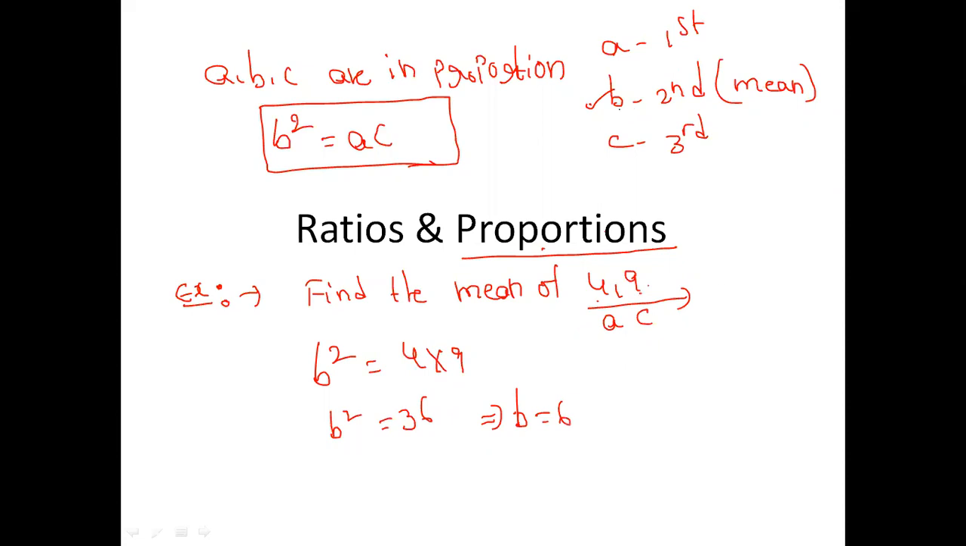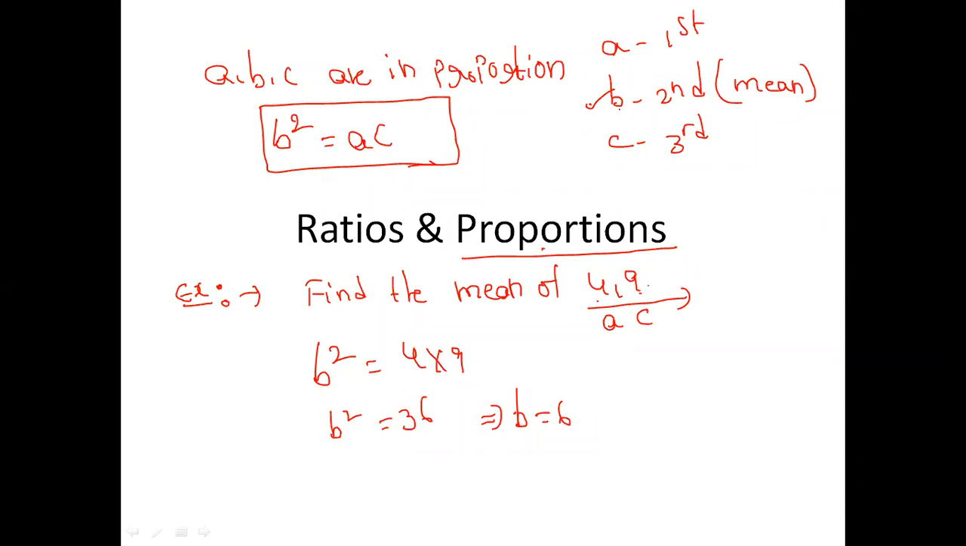Thirumal Prasad, Lavanya, Vinay. Yes, guys. I hope everybody understood now. B square equal to AC is the logic when three numbers are in proportion. So A can be called first term or first proportion, B can be called second term or second proportion, C can be called third term or third proportion. And we do have a nickname for B. We can call B as mean value.